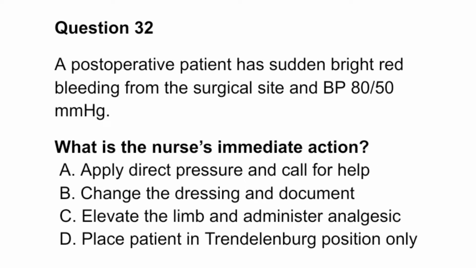Question 32. A postoperative patient has sudden bright red bleeding from the surgical site and BP 80/50 mmHg. What is the nurse's immediate action? A. Apply direct pressure and call for help. B. Change the dressing and document. C. Elevate the limb and administer analgesic. D. Place patient in Trendelenburg position only.